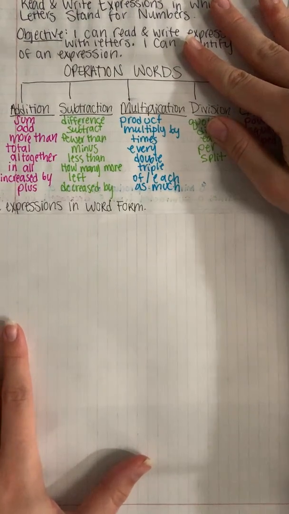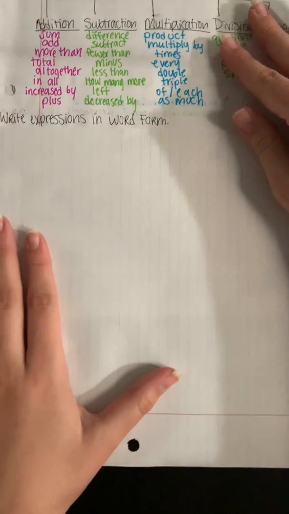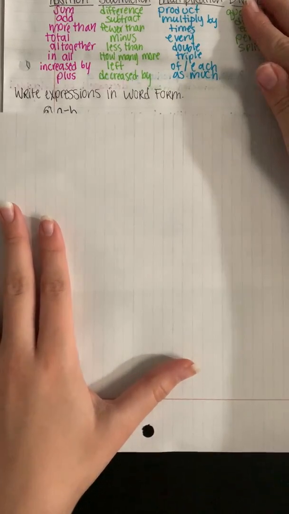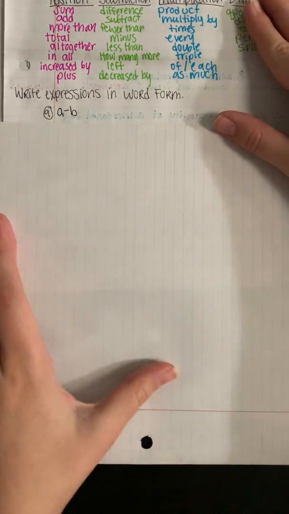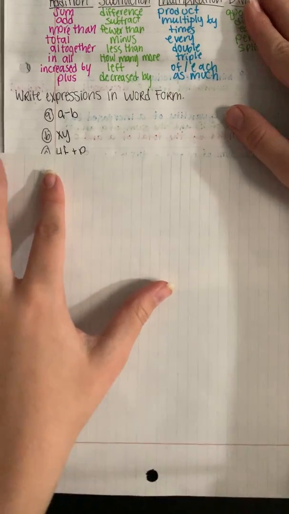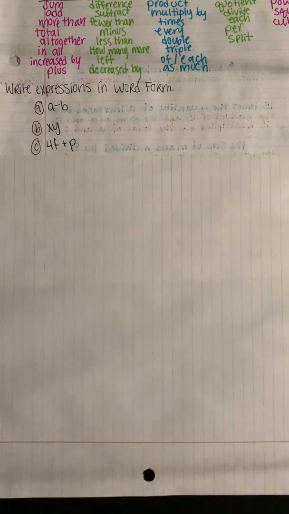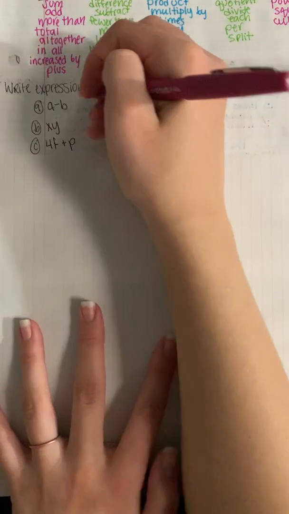So now that you have the operations words recorded, our next step is we're going to be writing some expressions in word form. So I have letter A, B, and C. Let's start with these and write them in word form. And you might have another way to write these in word form, and that's going to be totally normal with these kinds of problems. There might be more than one correct way to say this in word form, but these are some possible answers.